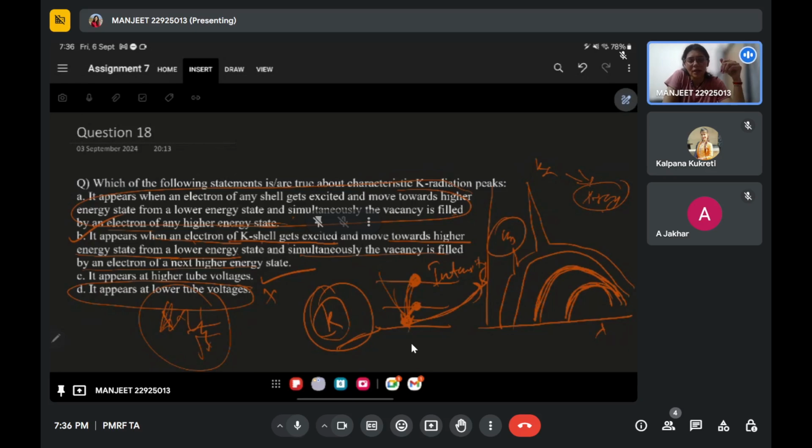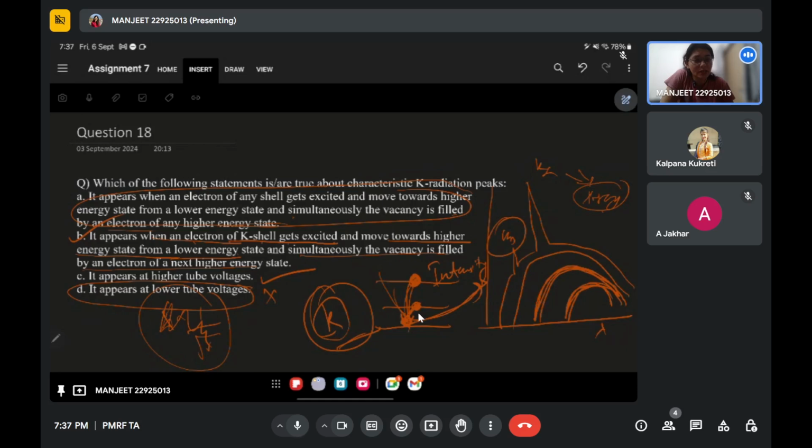Then in K itself we have different radiations: K alpha, K beta and K gamma. Alpha is when the electron moves to the K level from the next level, that is the L shell. If it is coming from the M shell, then it will be K beta, and if it is coming from N, then it will be K gamma, and subsequently the same for N.